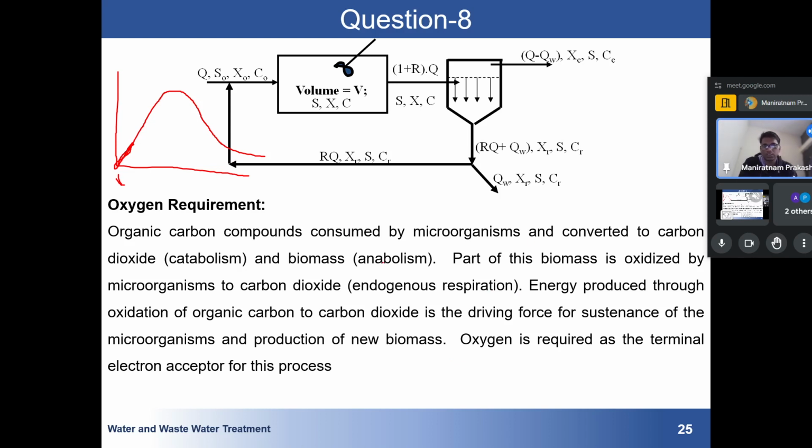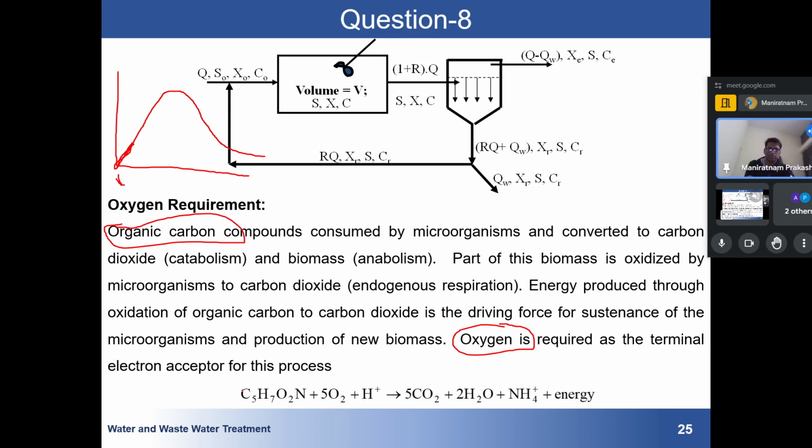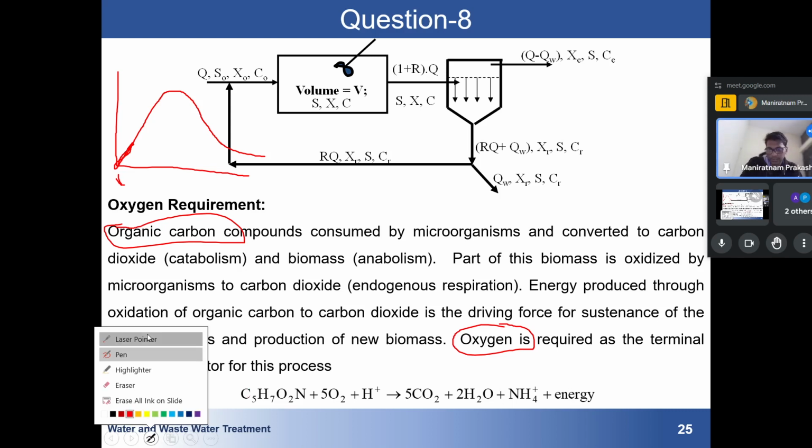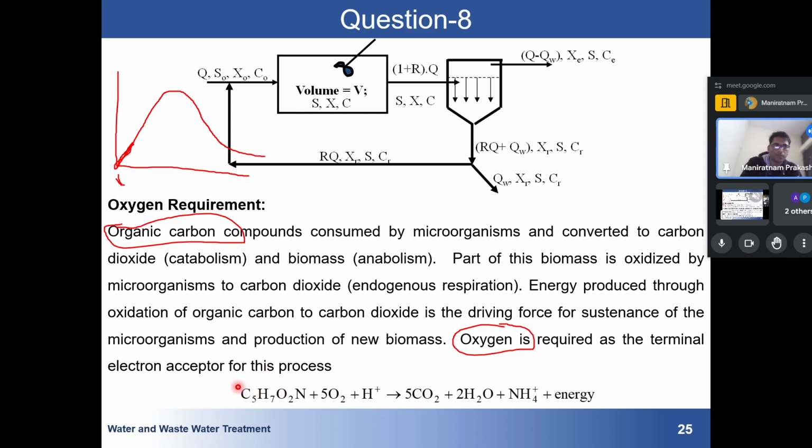In all these things, two things are important: the presence of organic matter, and the second thing, oxygen. Oxygen is required; I'm using the technical term, it is the electron acceptor. When we write the equation, remember, this is a very simple form of organic matter, that is C5H7O2N. Oxygen is there.